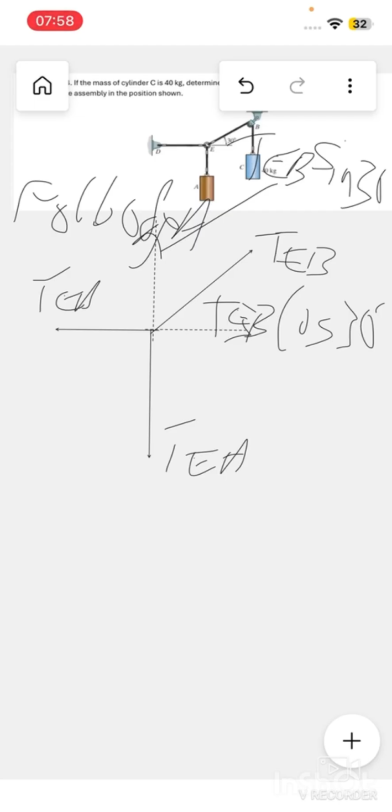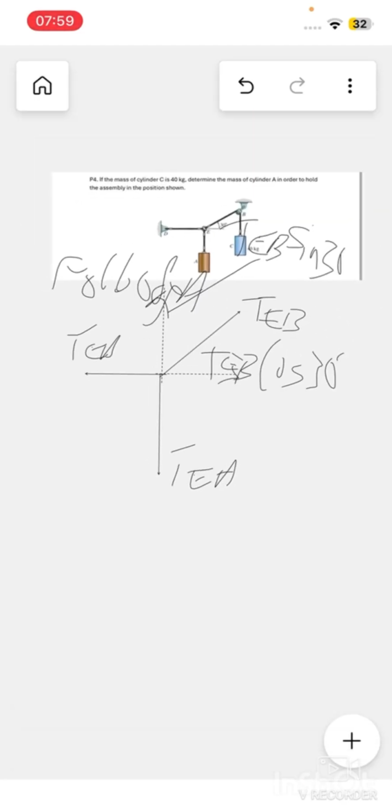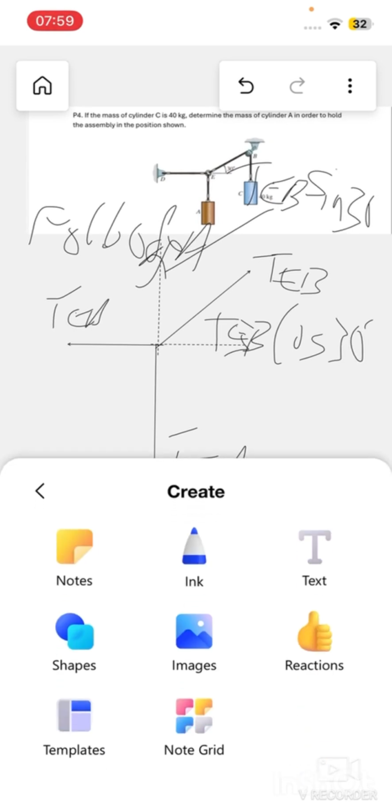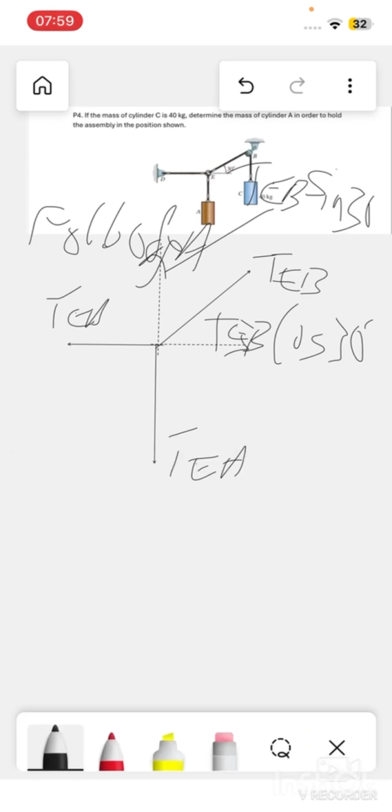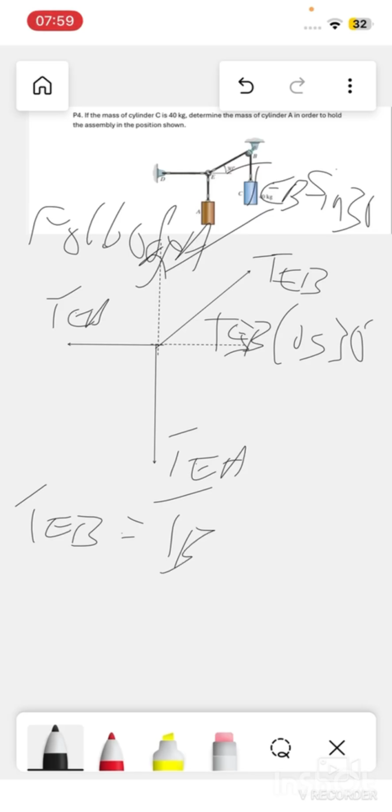And we also know at pulley B, there is no friction. Therefore, let's go to the questions straight away. At pulley B, there is no friction. Therefore, TEB is equal to TBC.